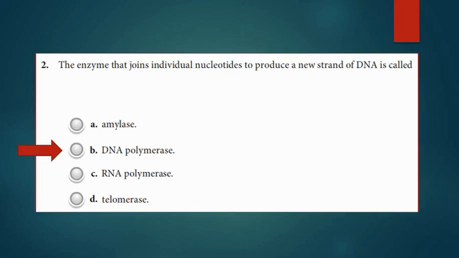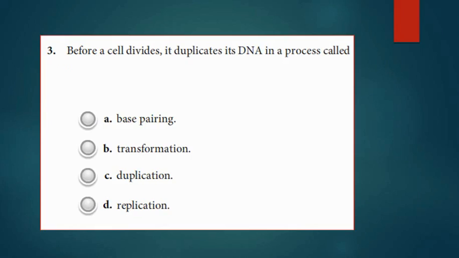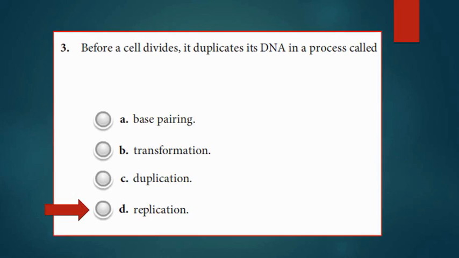Let's try one more. Before a cell divides, it duplicates its DNA in a process called base pairing, transformation, duplication, or replication. And the correct answer is replication.